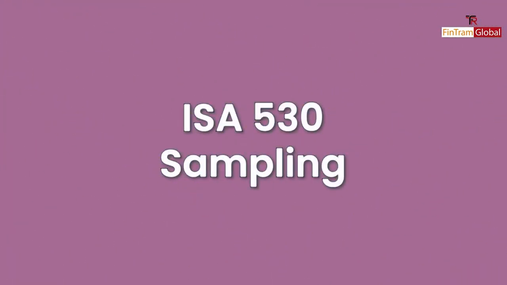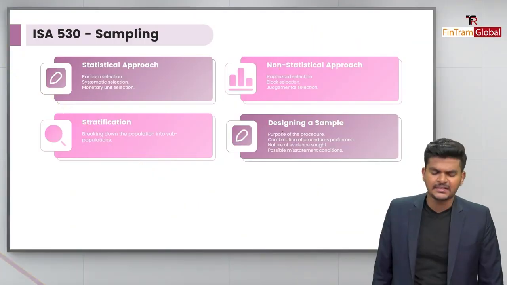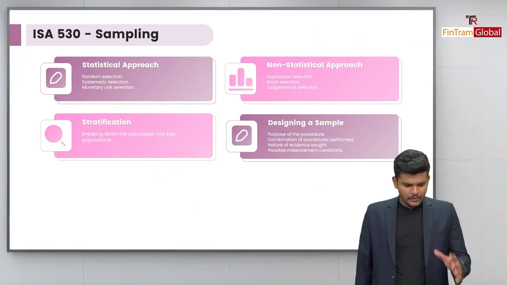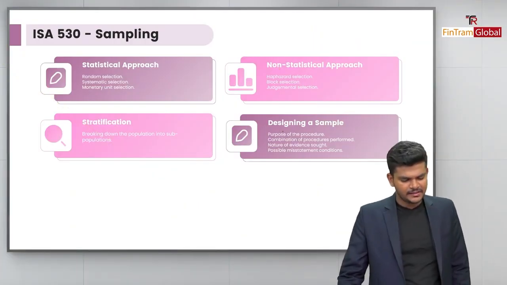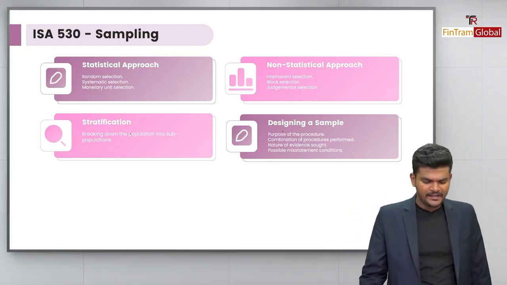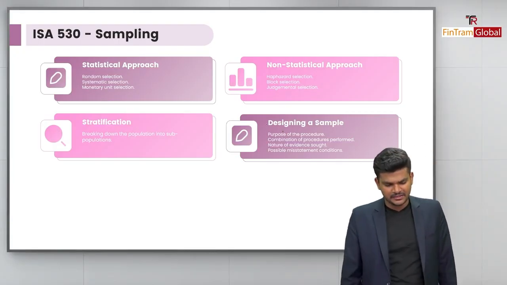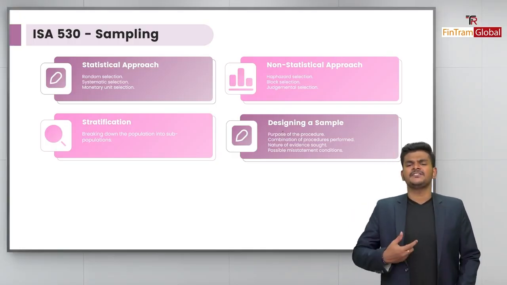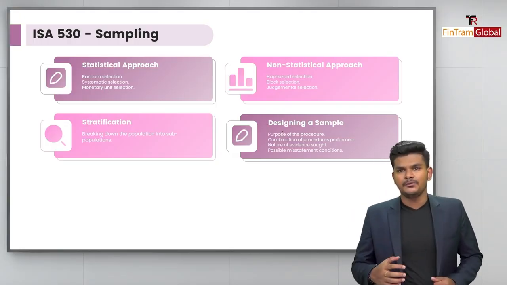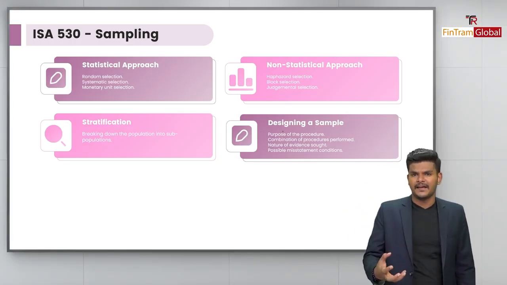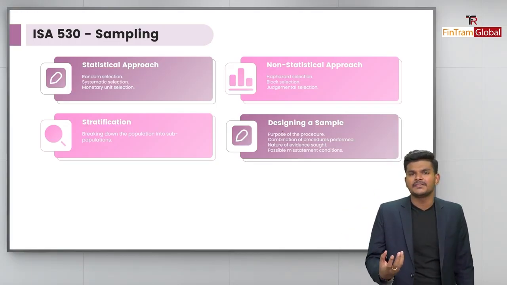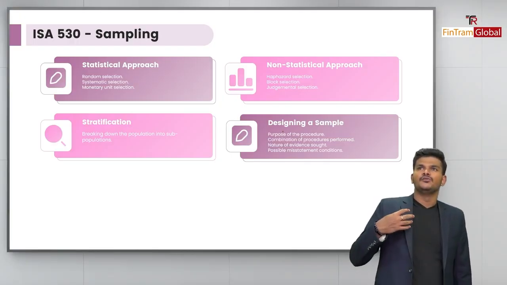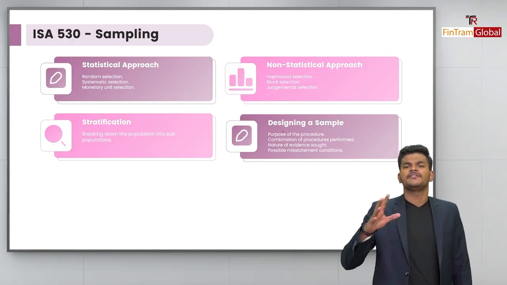Now, moving on to the next one, we have ISA 530, which is sampling. When it comes to sampling, there are two approaches. There is a statistical approach to sampling, and then there's a non-statistical approach as well. Now, remember, guys, the sample size matters. So the first thing that we do when it comes to sampling is determine the sample size, as in how many samples should be tested. That's the first thing that we decide.